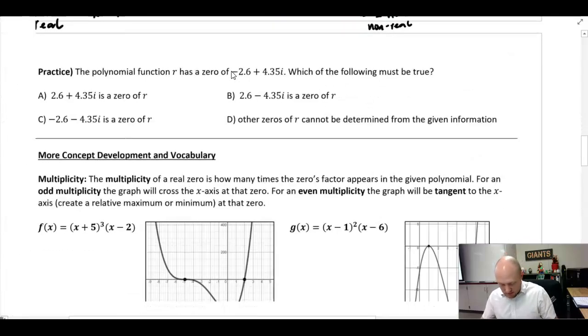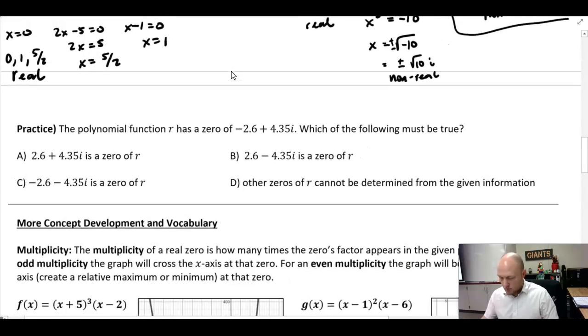Lastly, last practice problem for this lesson, and then I'll break it here. This will be a 2-part video. The polynomial function r has a 0 of negative 2.6 plus 4.35i. Which of the following must be true? This complex number is a 0 of r. This imaginary number is a 0 of r. Or other zeros of r cannot be determined from the given information. Hint, hint: go back up and read the complex conjugate theorem. Unpause me in a second.